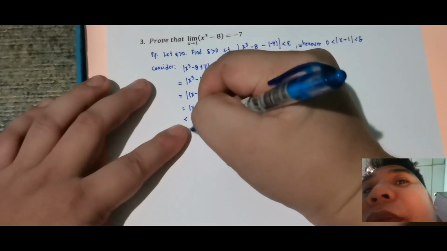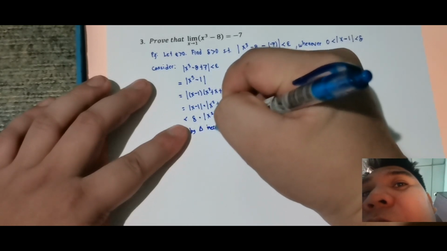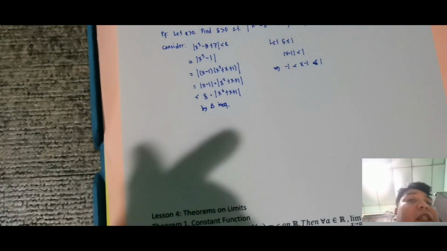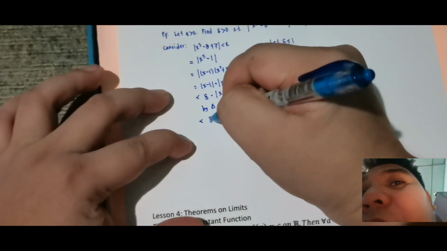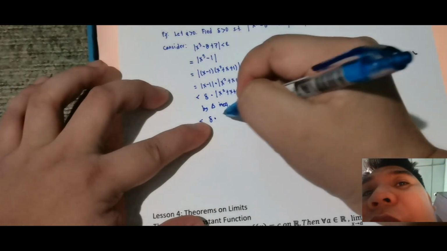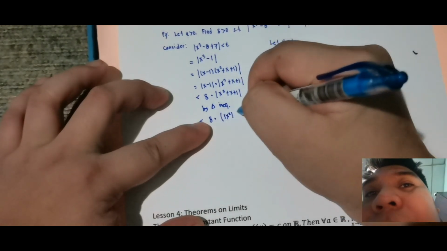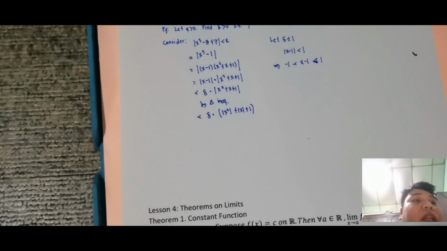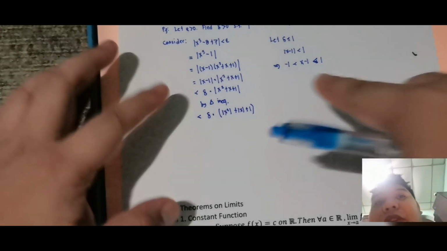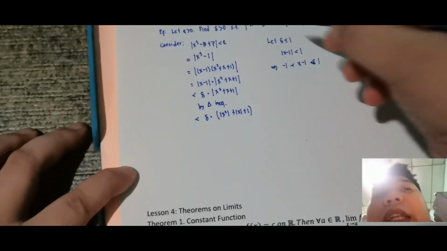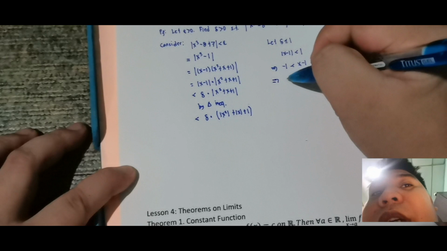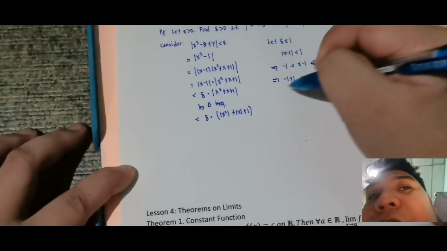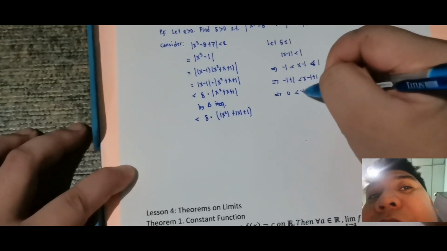So kung naalala mo yung triangle inequality, by triangle inequality, anong gagawin nun? Yung |a plus b| is less than or equal sa |a| plus |b|. So this is less than delta multiplied by |x| squared plus |x| plus |1|. Kung napapansin nyo, ano yung kailangan kong hanapin na value na lang? Si x na lang. So gagawa ko ng paraan para matitira x na lang sa gitna. So mag-add ako both side ng positive 1. So that is negative 1 plus 1 less than x minus 1 plus 1 less than 1 plus 1. Therefore, this is 0 less than x less than 2.